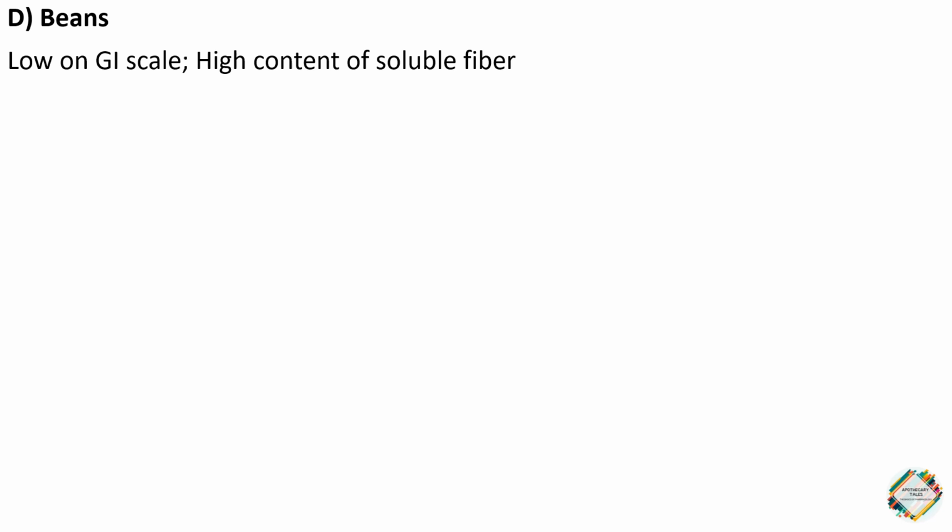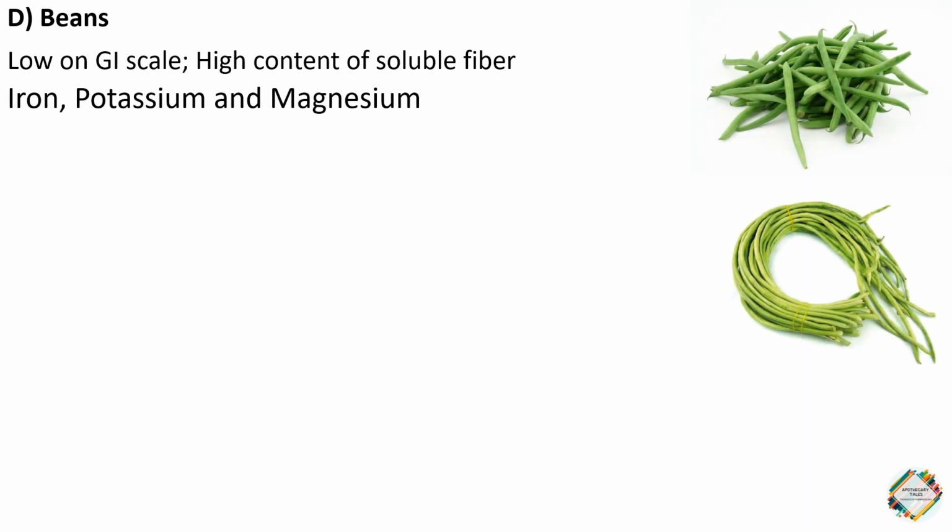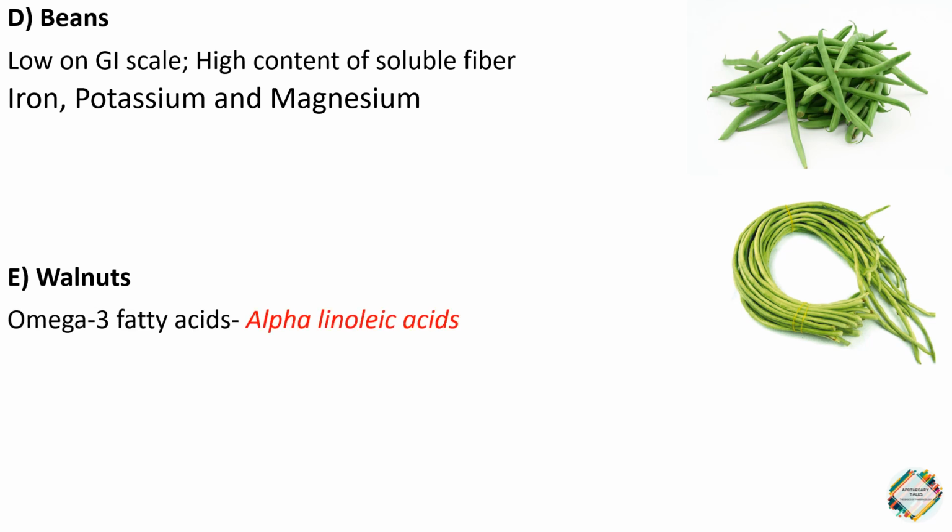Next is the beans, which usually lie on the low side of the glycemic index scale. And not only that, they have a high content of soluble fiber, and are rich in iron, potassium and magnesium. The other thing we can include in the diabetic diet is walnuts, which are rich in omega-3 fatty acids like alpha-linolenic acid, as well as iron, vitamin B6 and magnesium.